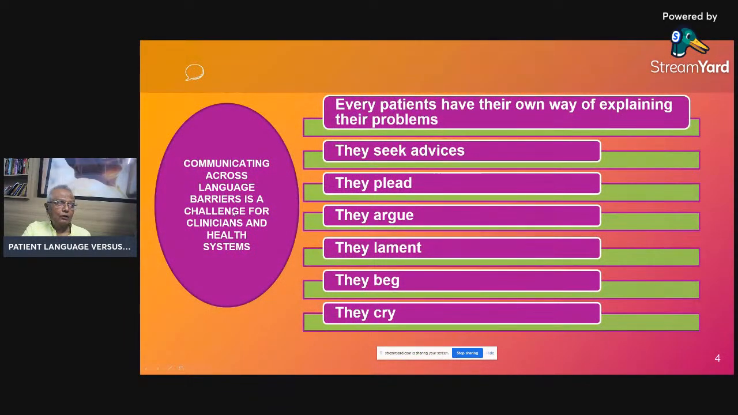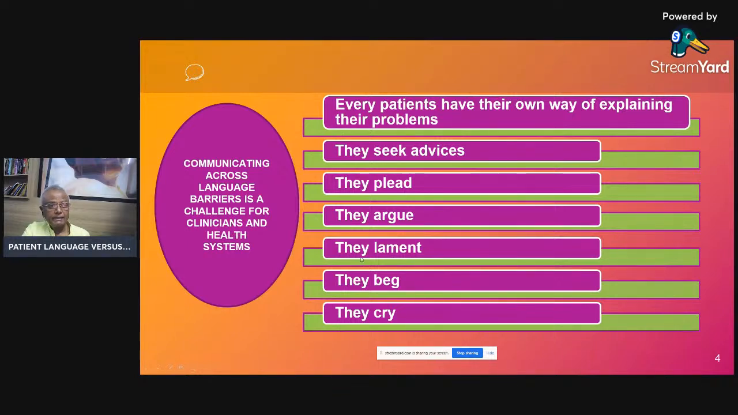Communicating across the language barrier is a challenge for clinicians and healthcare. It is a great challenge because patients come from different communities, different societies, different cultures, with a lot of variety, and they try to express in their own way. Individual patients have their own way. They have come to you to seek advice. They will argue with you. They will request you. They will lament before you. They will beg before you. They will cry before you.